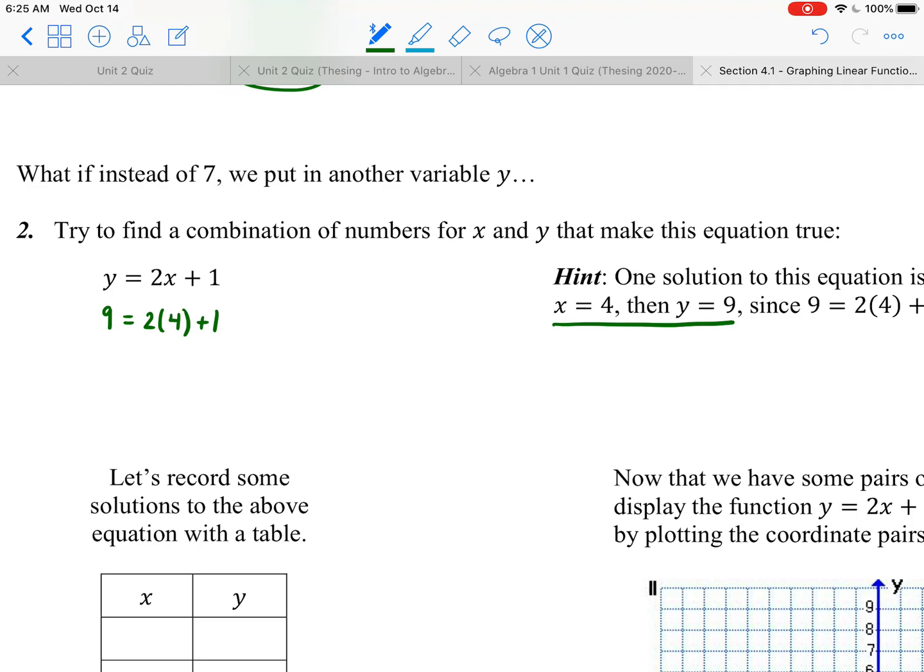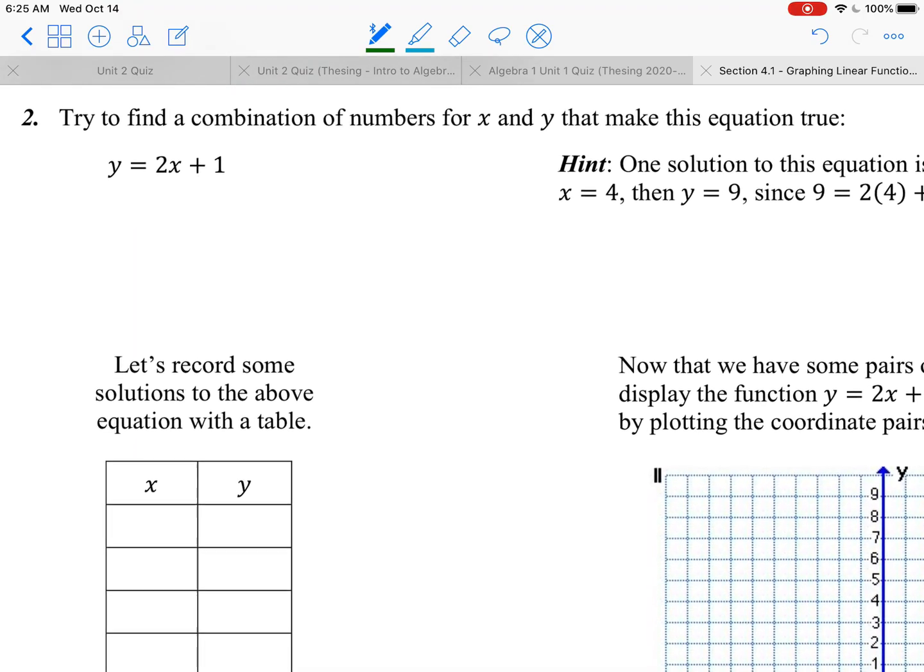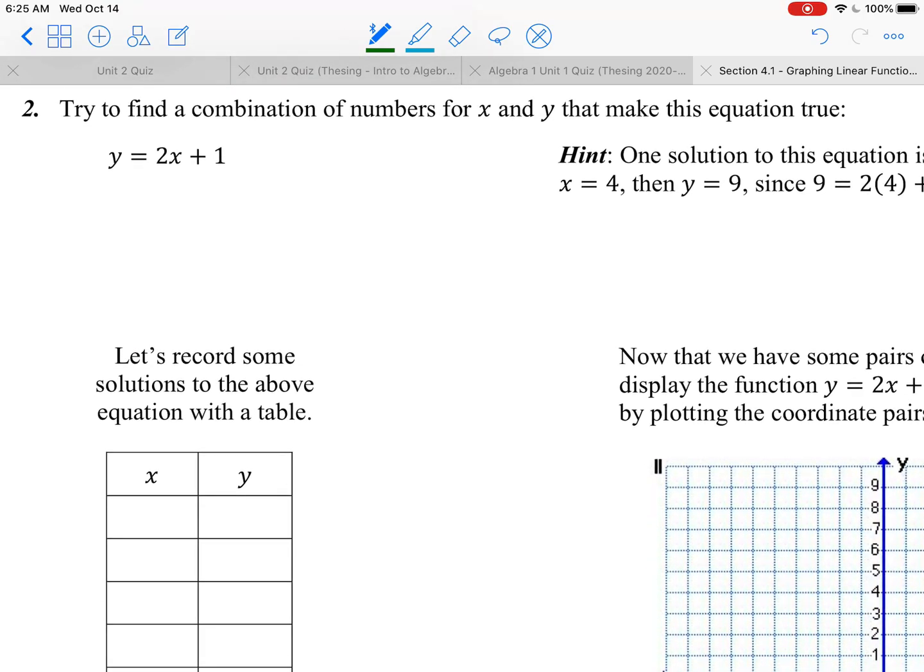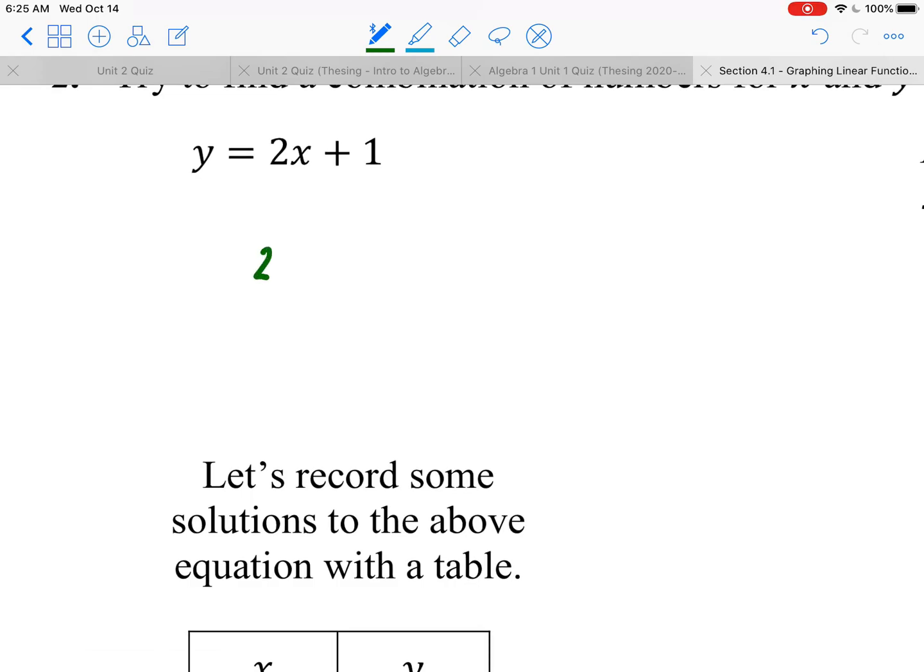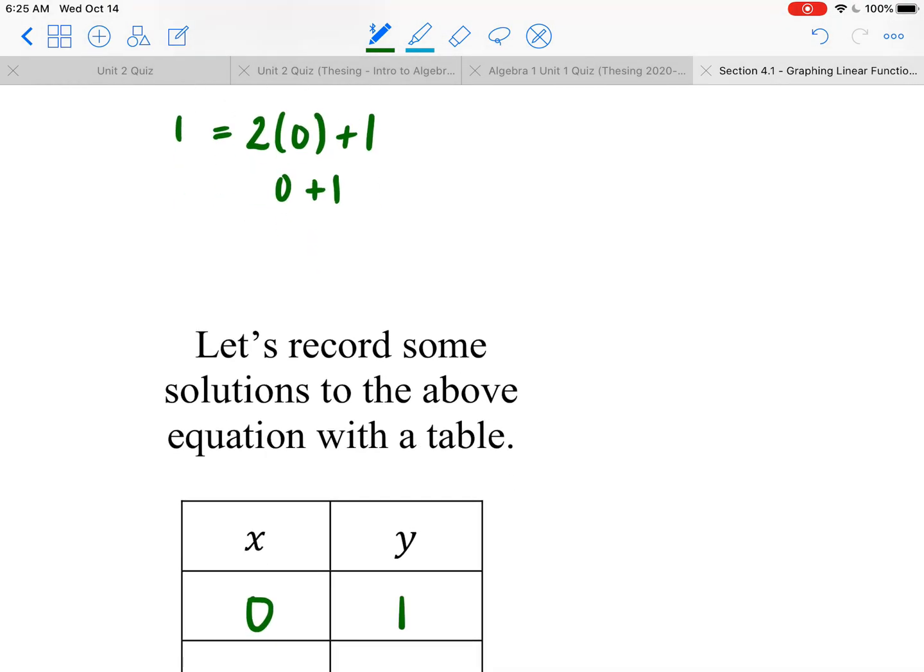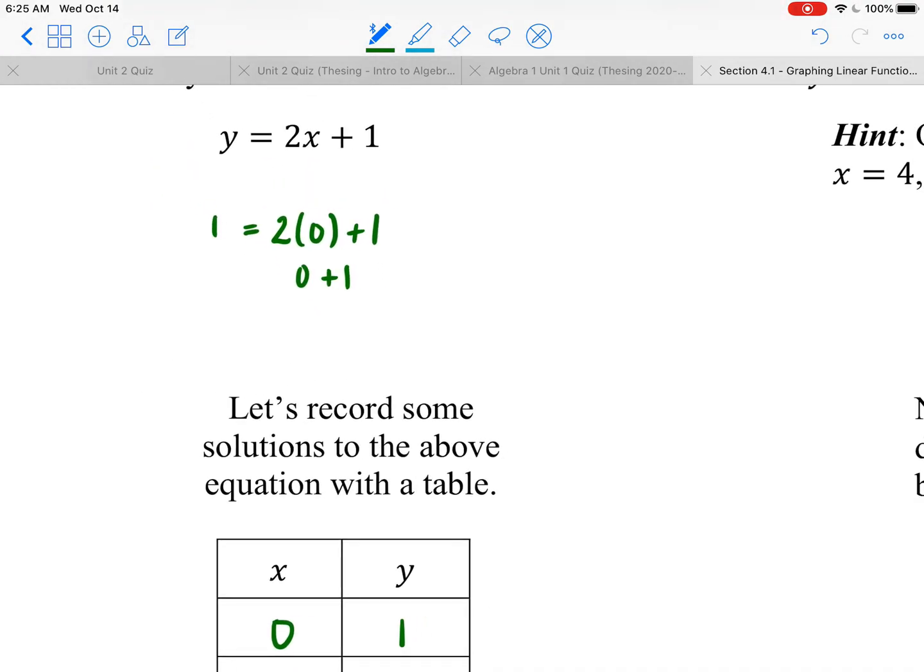But let's think of some more number combinations that would work for this. So I don't know, what if we make x 0? If you make x 0, you have 2 times 0 plus 1. What would y need to be to make this equation true? Well, 2 times 0 is 0 plus 1. Wouldn't y need to be 1? So if you make x 0 and y 1 in this equation up here, it's true.